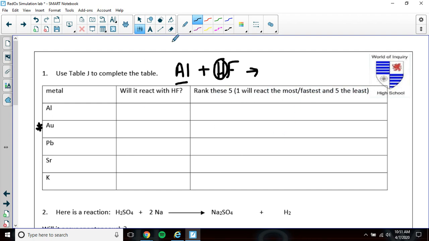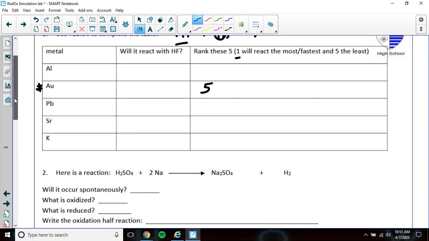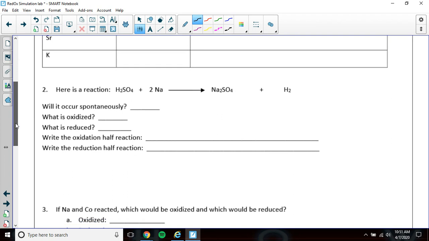Okay, and then rank these as far as the fastest. So we know the one that's highest up on table J is going to be number 1, react the most fast. And then we know that Au isn't going to react at all, so it's going to be a 5. I'm going to let you play with table J to figure that out. And then here's a reaction. Will it occur spontaneously? So again, is Na above the H? Now notice here, instead of me writing it Na plus H2SO4, this is the same thing.